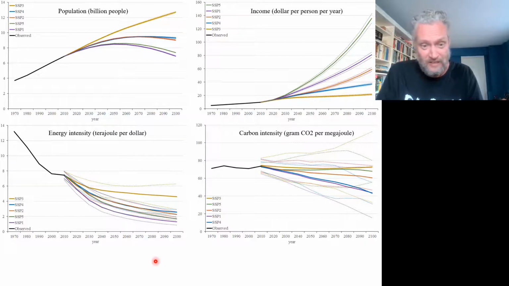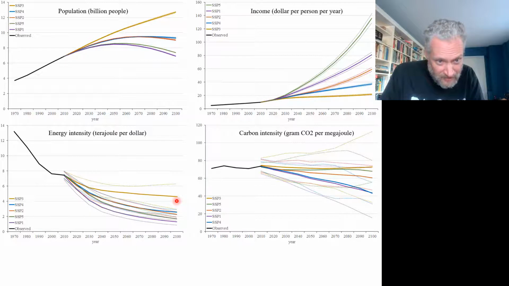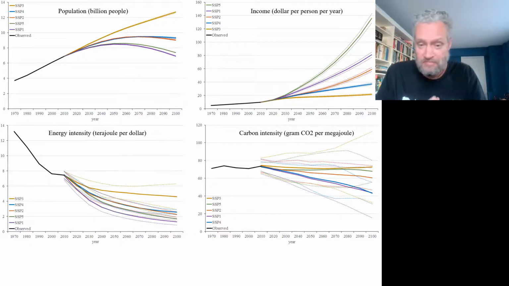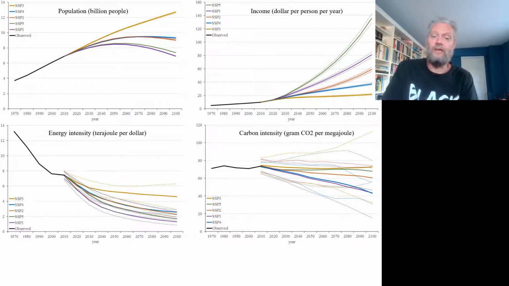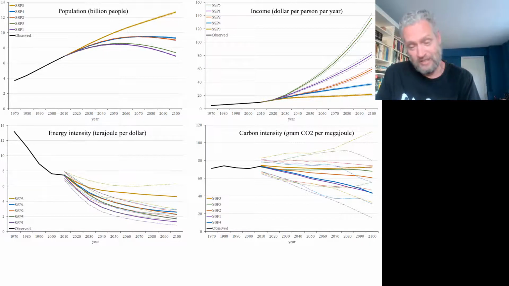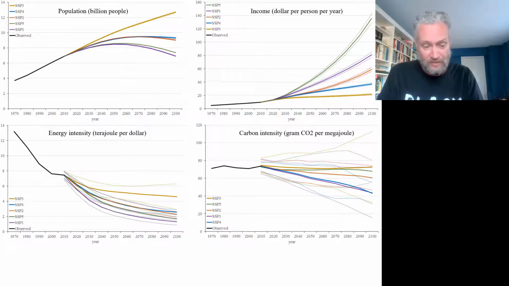Of course, there's a range there. Some scenarios are fairly pessimistic. There's a 20% drop or so, 25% drop in energy intensity, and others are fairly optimistic. See energy intensity drop by almost a factor 4, which seems to be in line with history and also what is physically possible.